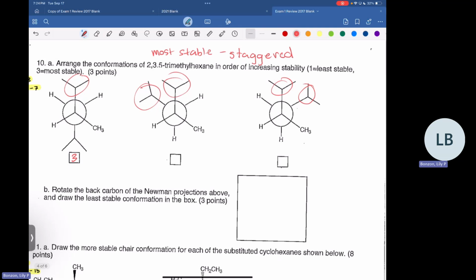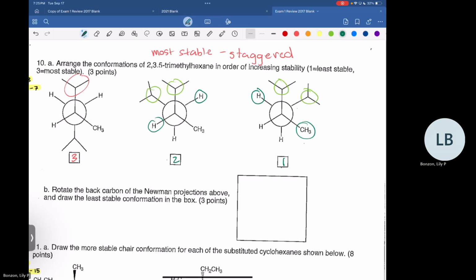So then looking between the one in the middle and the one on the right, we already know that both of the big groups are next to each other, so we have to see what the big groups are next to as well. On the left, we just have hydrogens, whereas on the right, we have a hydrogen and a methyl group. Because we have isopropyl methyl versus isopropyl hydrogen on either side, the one on the right is going to be more unstable because more big groups are next to each other. Even though it's a methyl, it still is bigger than hydrogen. So the one on the right is going to be the least stable, and the one in the middle would be in between. Okay.